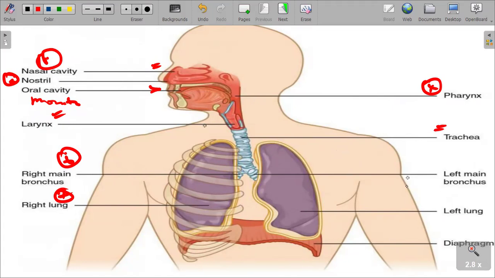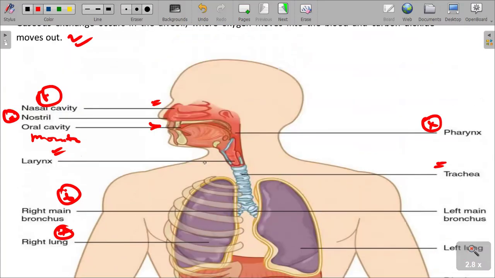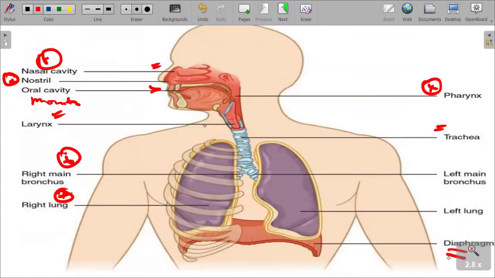And then the same thing happens with the left bronchus and the left lung. And basically, we have the diaphragm, which is the last muscle that we talked about, one of the respiratory muscles that we need to talk about. So this is basically the diagram that you need to look at and understand.